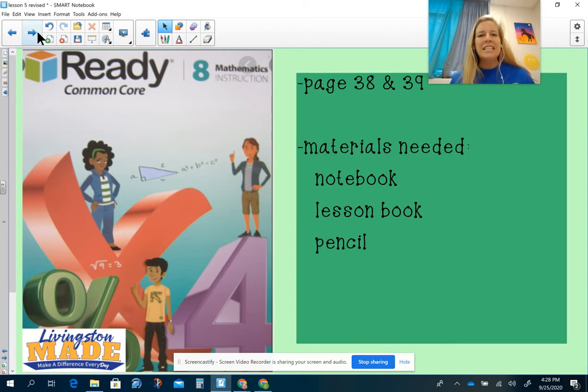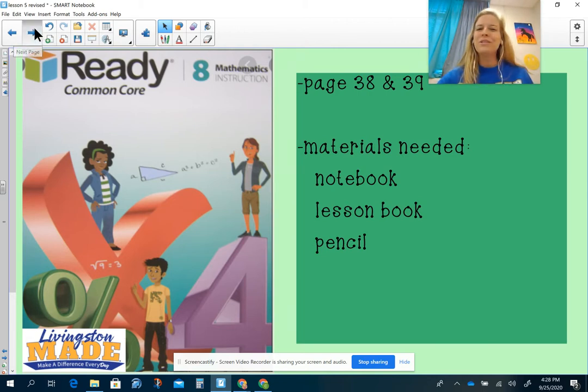So what you're going to need today, you're going to need your lesson book. We're going to be on page 38 and 39. I also want you to get your notebook and pencils, colored pencils, markers. You've seen me already. You know I like to do color and things like that. So if that suits you, go ahead and grab it. Go ahead and pause my video if you don't have these things already. Okay, you ready to go?